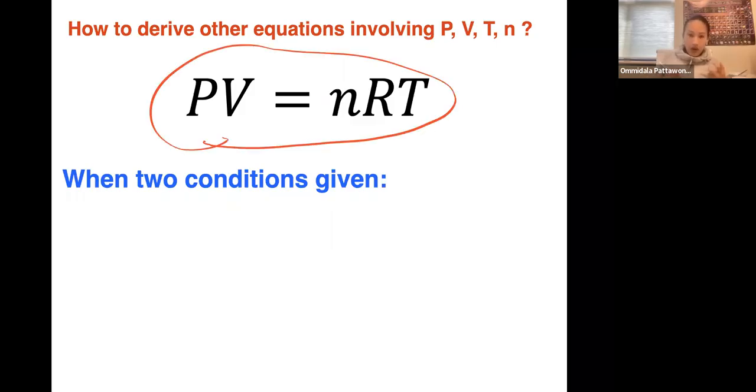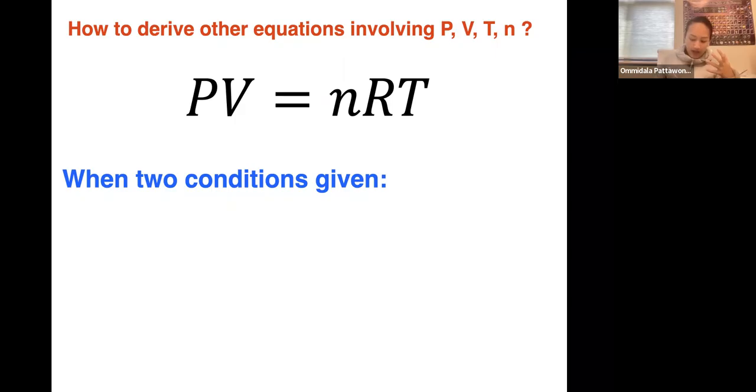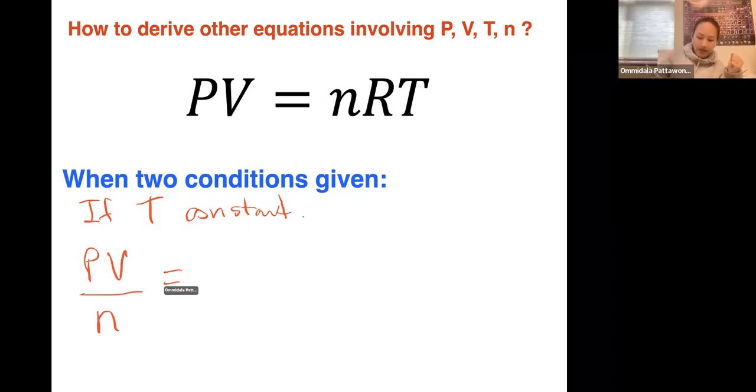For example, if the problem tells you that the temperature is constant and everything else is going to change, what you are going to do is move everything that is not constant to the same side and leave the things that are constant on the other side. So if we have temperature constant, I'm going to move P, V, and N to the same side, because all I need to do is divide both sides by N. Then the other side is going to have R and T. As we know, R and T are constants, so they never change.